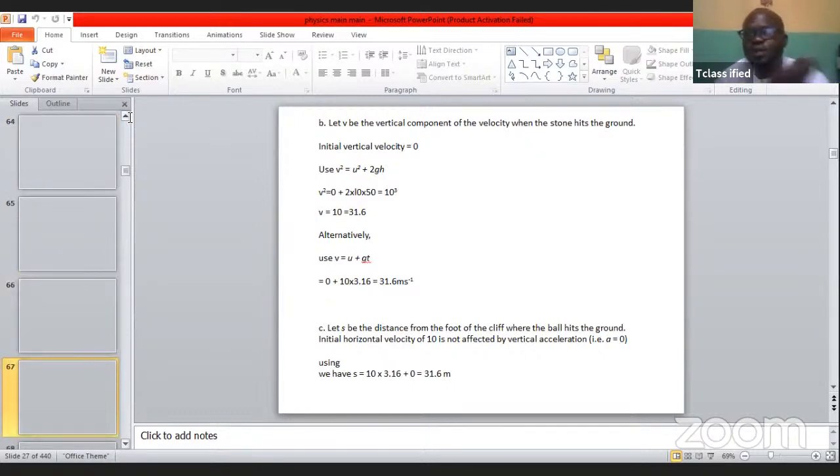Okay, so I'm going to be dropping some projectile motion problems in our group chat. Once after this, check it out. I'm going to be dropping most of them. It's handwritten, so I'll be putting them up there for you to see.